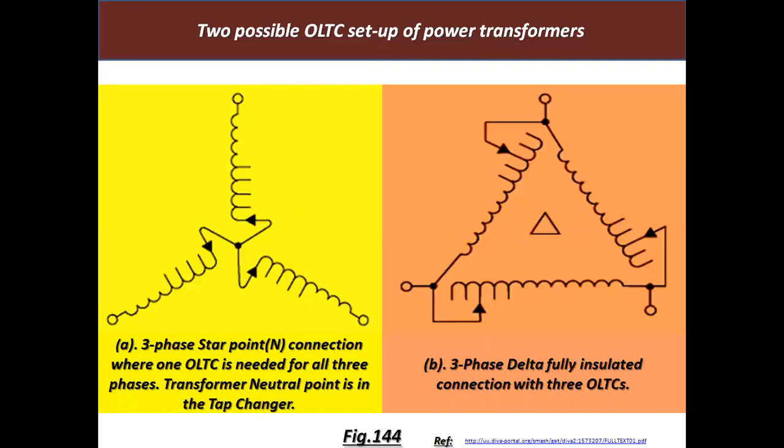Two possible OLTC setups of power transformers. A, three-phase star point connection where one OLTC is needed for all three phases. Transformer neutral point is in the tap changer. B, three-phase delta fully insulated connection with three OLTCs, three numbers of OLTC.